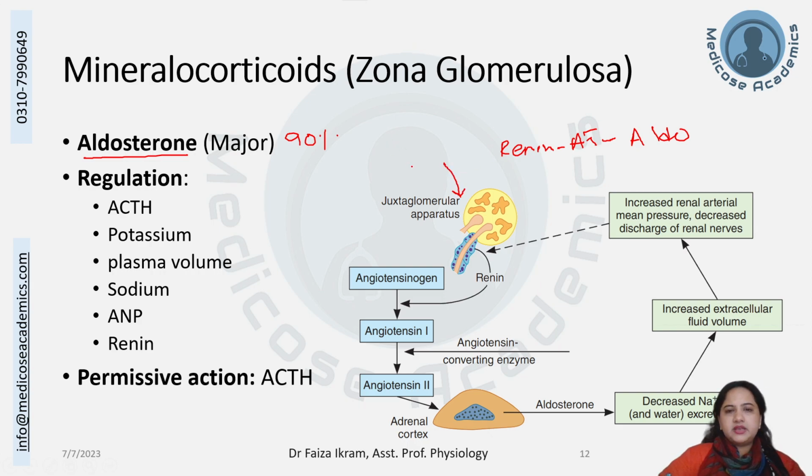If there is decreased GFR, decreased delivery of sodium chloride to the macula densa, tubuloglomerular feedback will lead to the production of renin. This renin will convert angiotensinogen to angiotensin 1. Angiotensin converting enzyme in the lungs will convert this angiotensin 1 to angiotensin 2. And now this angiotensin will act on the adrenal cortex to lead to the production of aldosterone.